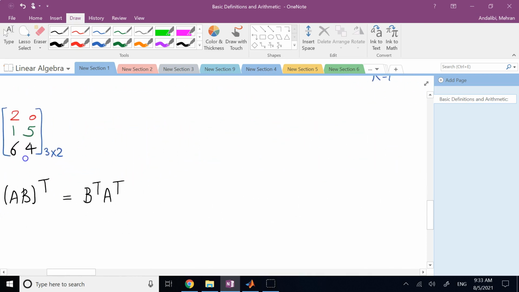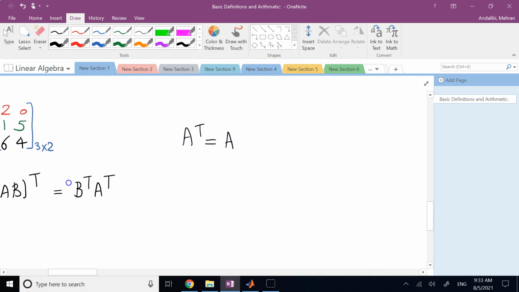So symmetric means that the transpose of the matrix is the same as the matrix itself. So swapping rows and columns is not going to affect anything, okay? So this is when we call the matrix symmetric.